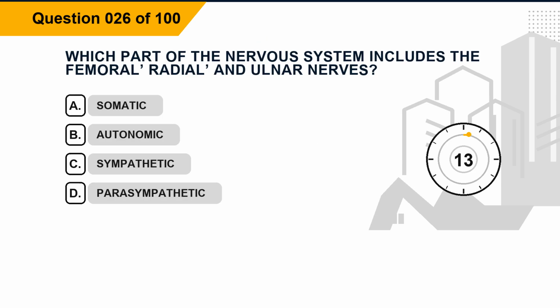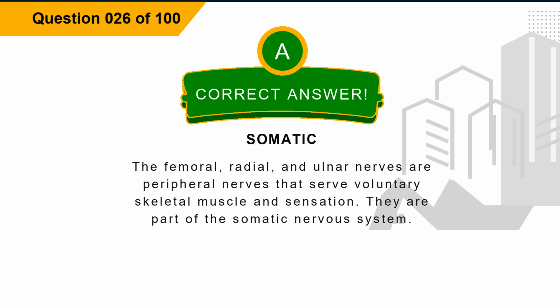Question 26. Which part of the nervous system includes the femoral, radial, and ulnar nerves? Option A, somatic. Option B, autonomic. Option C, sympathetic. Option D, parasympathetic. The correct answer is option A, somatic.